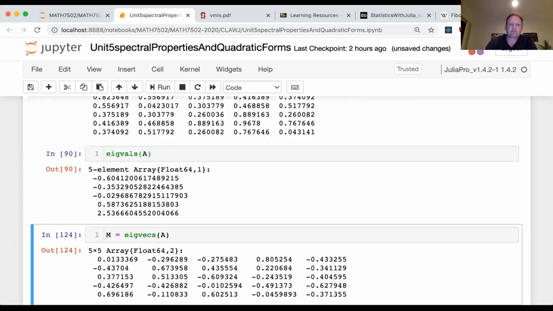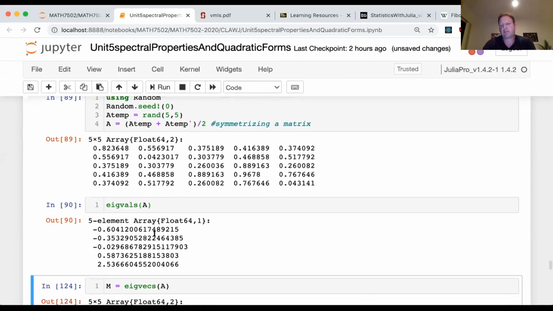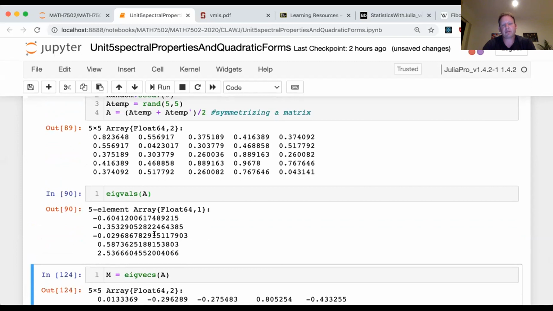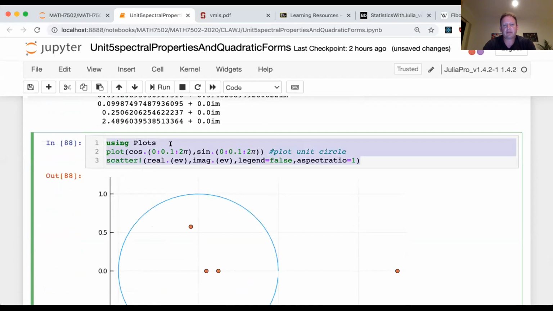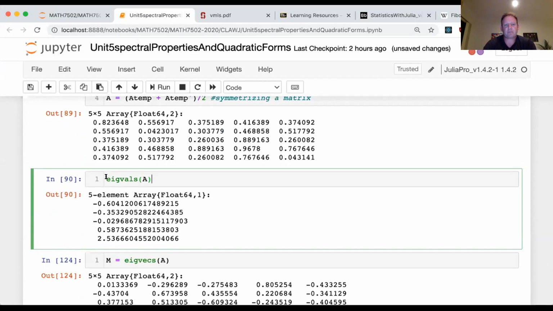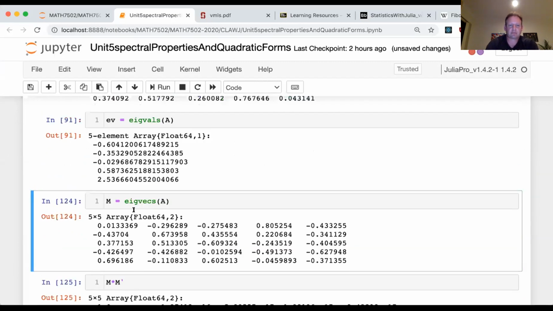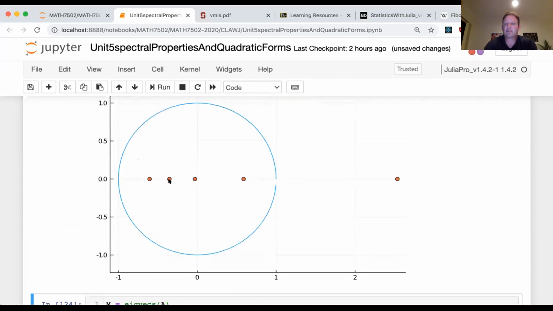Eigenvalues, they're real. And for any symmetric matrix, they will be real. Of course, you have non-symmetric matrices that have real eigenvalues, but this is the property that's going to be very important. Now we're able to plot the eigenvalues. Let's call this EV. You see, the eigenvalues of symmetric matrices just sit on the real line.